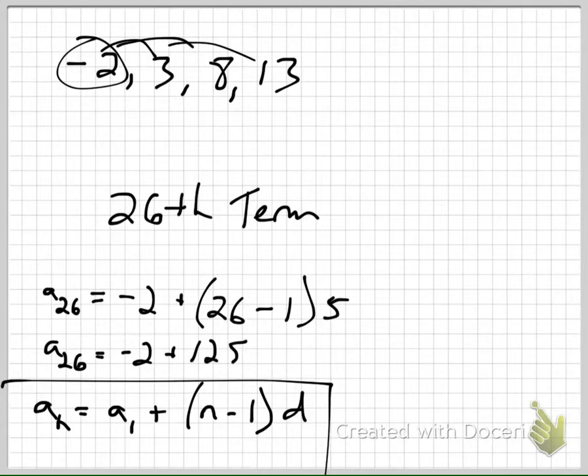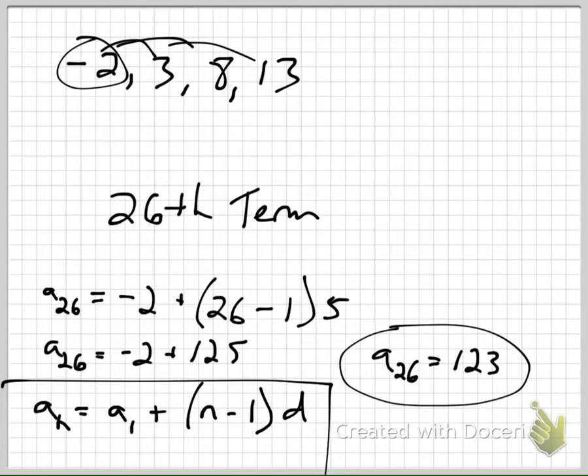If I have negative 2 plus 125, what could I do with these if I wanted to? What is 125 minus 2? Do you see what I'm saying? What is that? So A_26, the 26th term, is 123. How many of you got 123? Does it make sense? So we're with me here. Just plugging it in, not a problem. The only thing that they do different than what I've just been showing you is that sometimes they'll tell you to find the nth term.